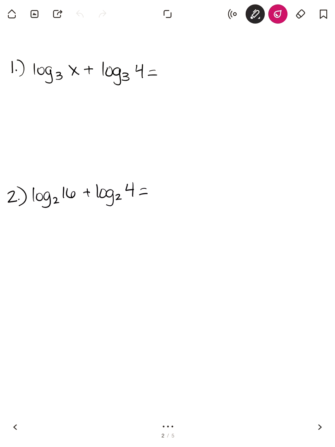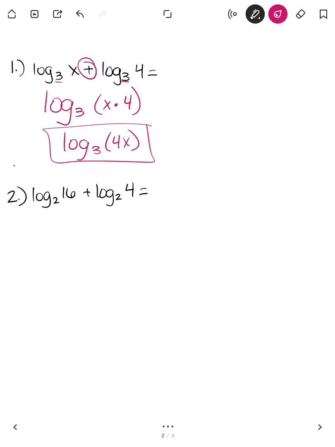Okay. So we have question 1, log base 3 of x plus log base 3 of 4. My bases are the same, which they have to be. They're both 3, and I notice I'm adding. I want to condense it down to one single log, so I write log with my base. I take my two numbers, x times 4, so I get log base 3 of 4x. Because I have a variable x, I cannot type this into the calculator. I cannot keep simplifying, meaning I cannot get just one answer.